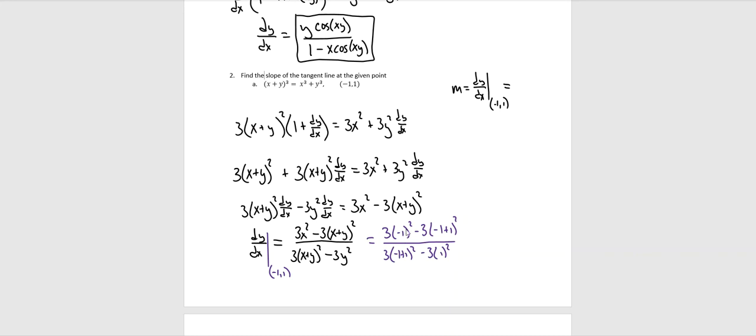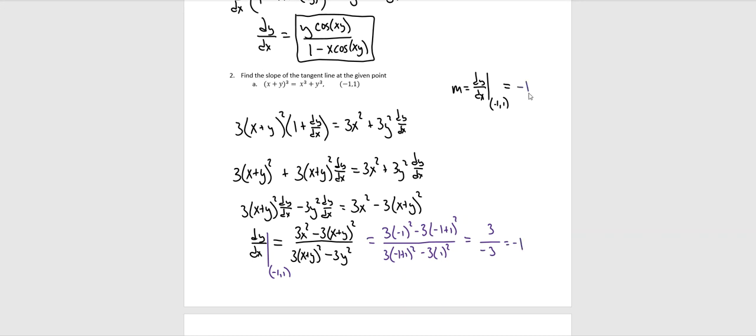So negative 1 squared is 1. 1 times 3 is 3. Negative 1 plus 1 is 0. 0 squared is 0. 0 times 3 is 0. And when I subtract 0, I still have 3. Again, we're going to get a 0 minus 3.